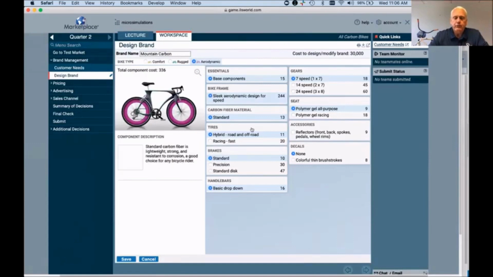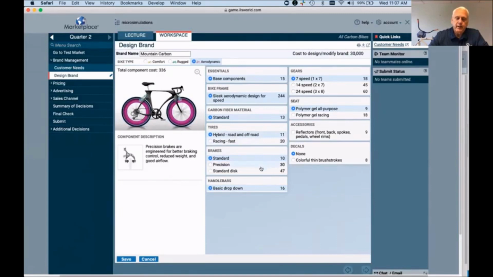Off to the right are all the features that you can put into a bicycle. You can have a hybrid set of tires that are both road and off-road, or racing tires. When I cursor over the different kinds of tires, you'll see the tires change in the shape of the bike, and there's also the description to the left. If I was designing an aerodynamic racing bike, I would pick racing. Over here is the cost of that component.